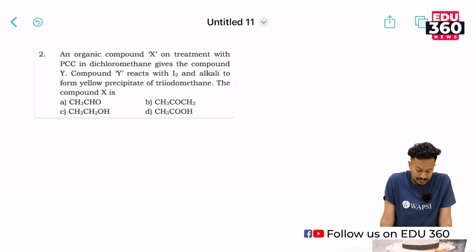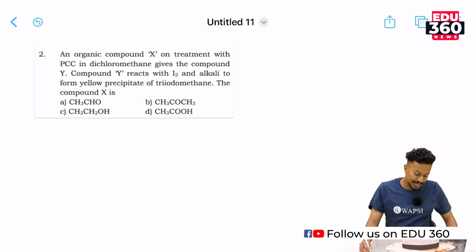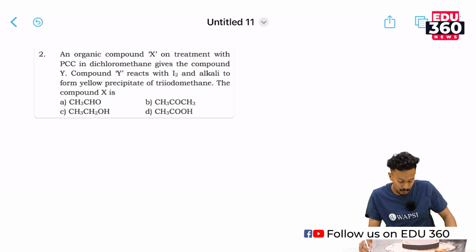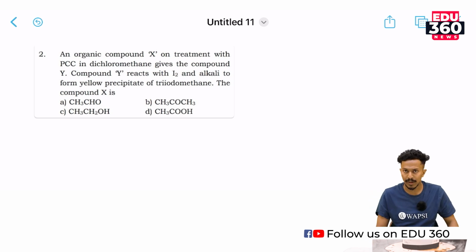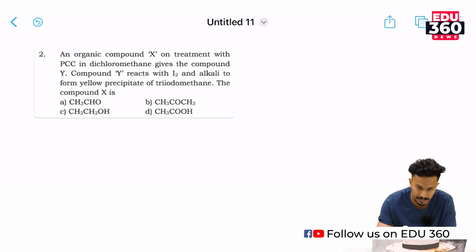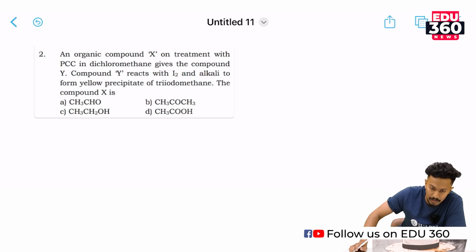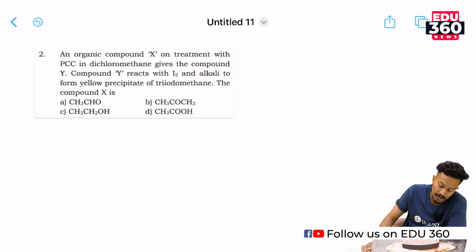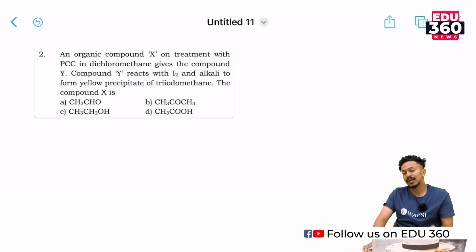An organic compound X on treatment with PCC, pyridinium chlorochromate, in dichloromethane gives the compound Y. What is pyridinium chlorochromate? We have earlier discussed that it is a mild oxidizing agent. Compound Y reacts with I2 and alkali to form a yellow precipitate of triiodomethane. The compound X is? So we have to find out what Y is, and from that find out X.